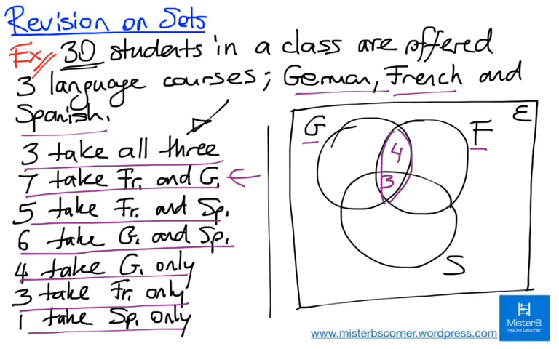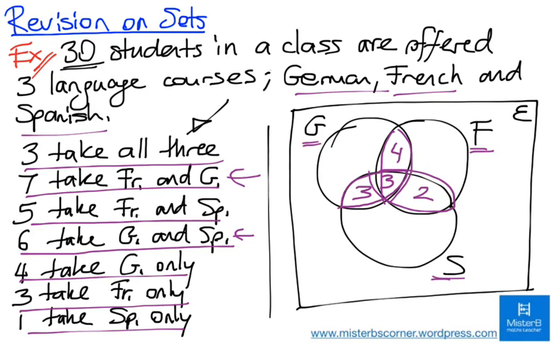5 take French and Spanish. French and Spanish. So it is this region we're talking about. Now, 5 students, of which 3 is already there. So it's going to be 2 more here. 6 take German and Spanish, right? So you're talking about this region. Okay, so 3 students are already there. It must be another 3, yeah?